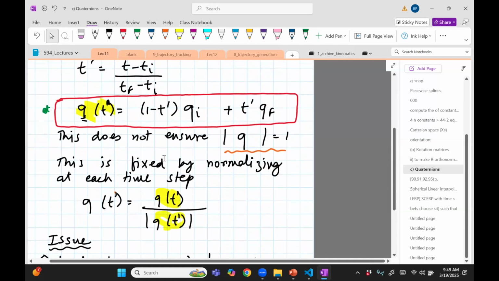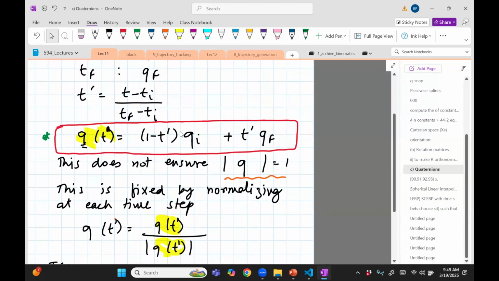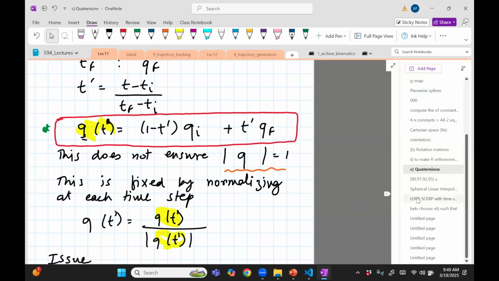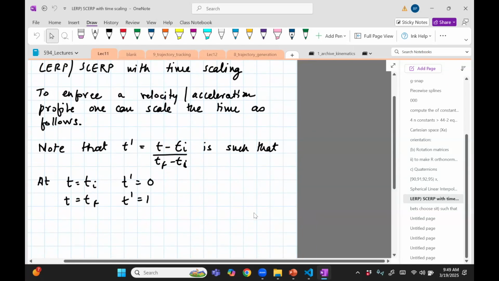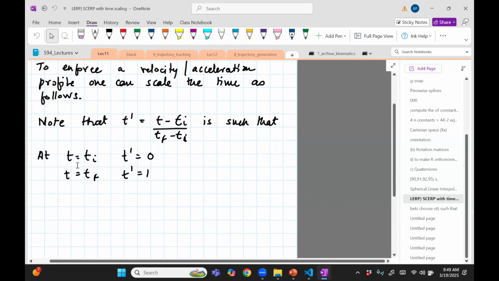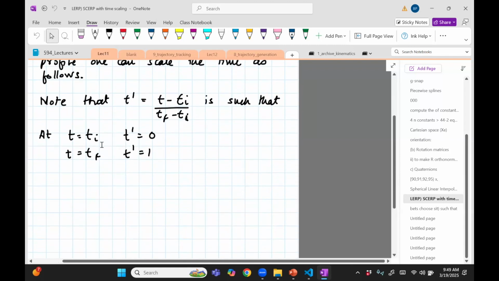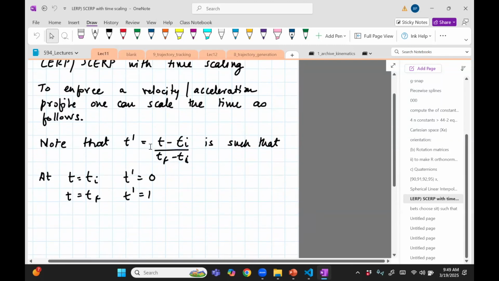Now, the good thing about LERP is that it is simple. Could we just use that instead of trying to use SLERP? There's a way to do that, and it can be done by scaling. So we scale the time as follows. This was linear scaling, and both of these use this scaling. So t prime was (t minus ti) over (tf minus ti). And then you can see it's 0 and 1 for the start and end time.